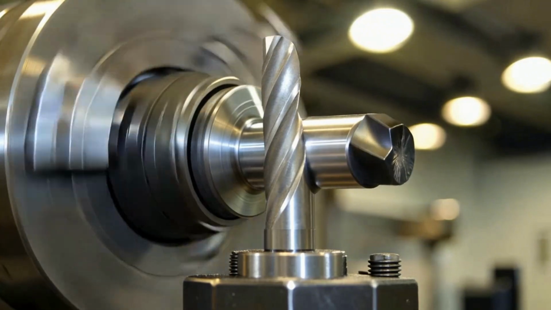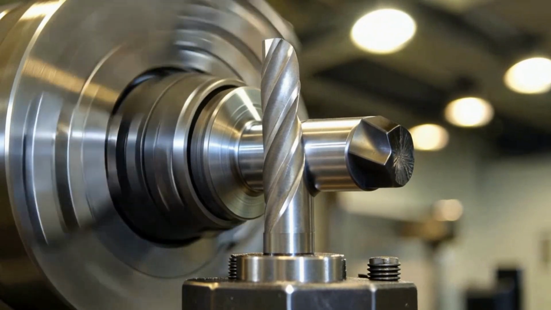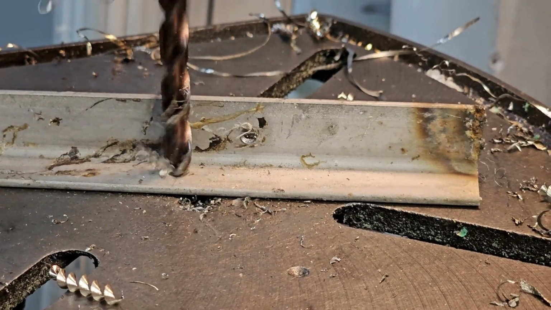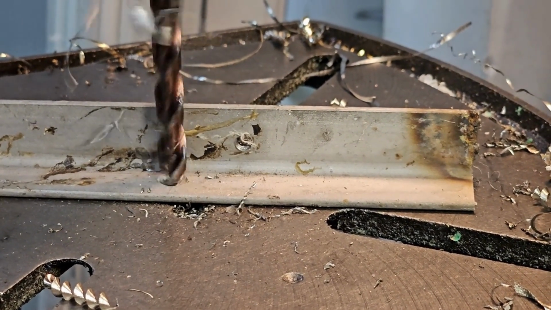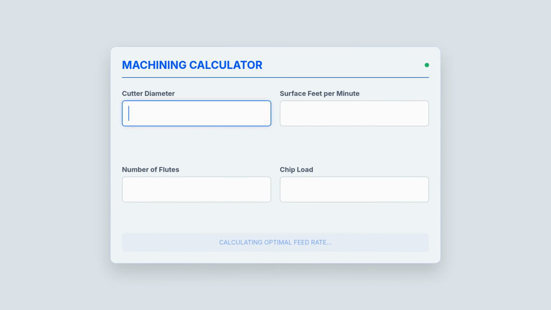Next, enter your cutter diameter in inches, then input your surface feet per minute or SFM value. The number of flutes field requires a minimum of 1 flute. Finally, enter your chip load in inches per tooth. For our example, I'll input 10 for the cutter diameter, 10 for surface feet per minute, 10 for number of flutes, and 10 for chip load.